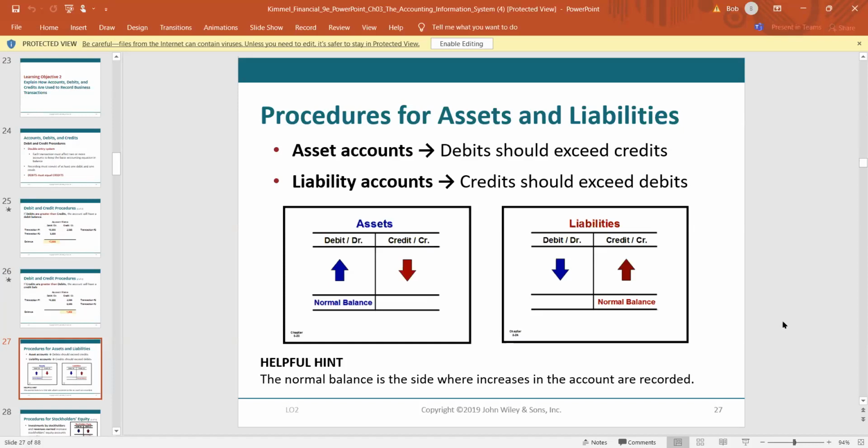So assets have a normal debit balance, but look at liabilities. Liabilities have a normal credit balance. So assets have a normal debit balance, liabilities normal credit. And again, the normal balance is the side where increases in the account are recorded.